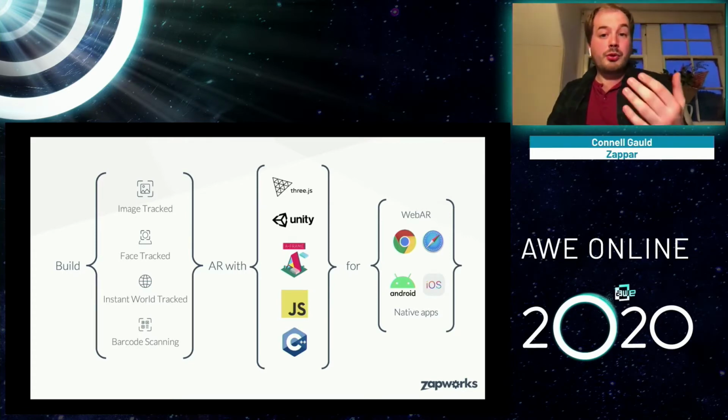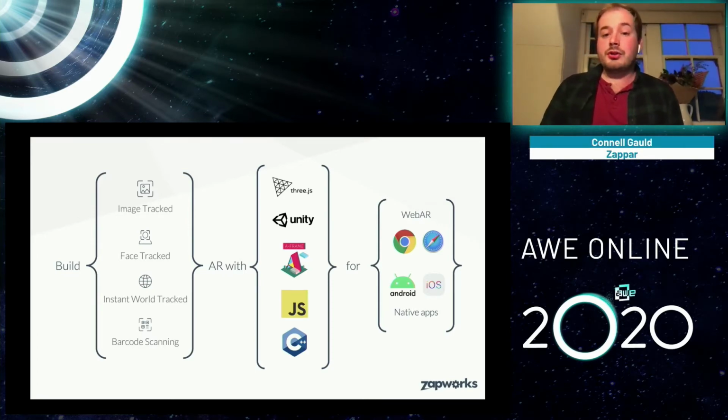So for example, we support ThreeJS and A-Frame on the web. We support Unity, where you can export your projects for iOS or Android natively, but you can also export using the WebGL output. So with Universal AR, for the first time, you can build image tracked, face tracked, and world tracked experiences, and you can export them instantly for the web from Unity without having to worry about an app store process, which is pretty incredible.